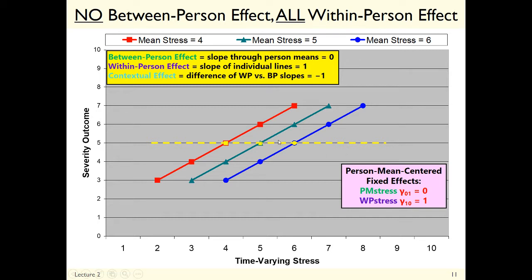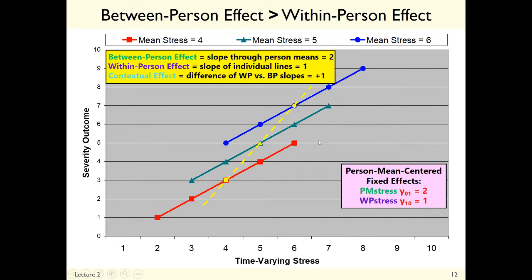Now, if this were your result, now you've got something to talk about, because this shows the opposite pattern. The slope through the person means here, the between-person effect, is 0. It's not that people who are more stressed out feel worse. It's that when you are more stressed than usual, you feel worse than usual. So it's a purely within-person effect with no between effect. You could have some of each. So you could have positive effects, for instance, that vary in their magnitudes, a stronger between than within, but both.